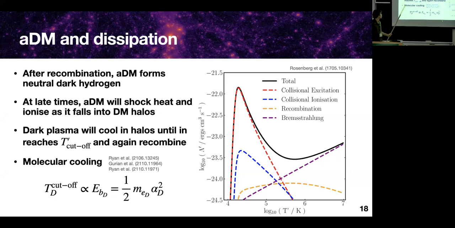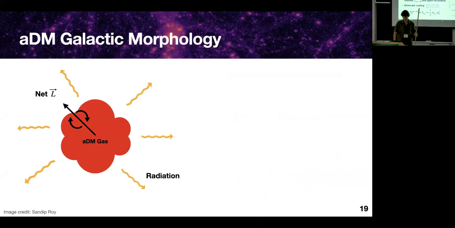We can also include molecular cooling, thanks to the Penn State group. And this gives us a full way to calculate the cooling dynamics of atomic dark matter. As I said, this is important because this will affect ADM galactic morphology, because we have our spherical halo with the gas in it. It'll radiate away energy through its cooling physics, but of course it has some net angular momentum.